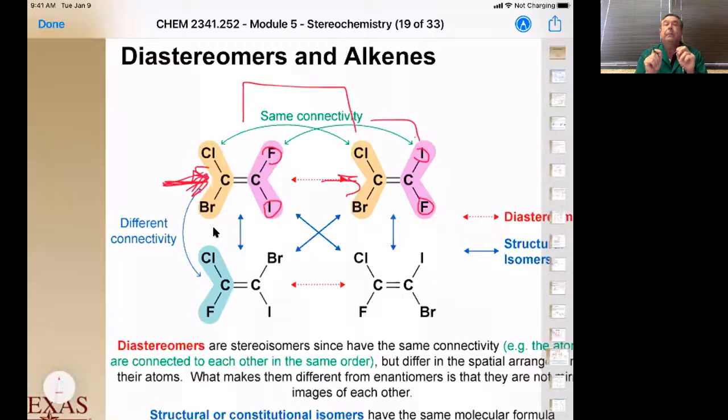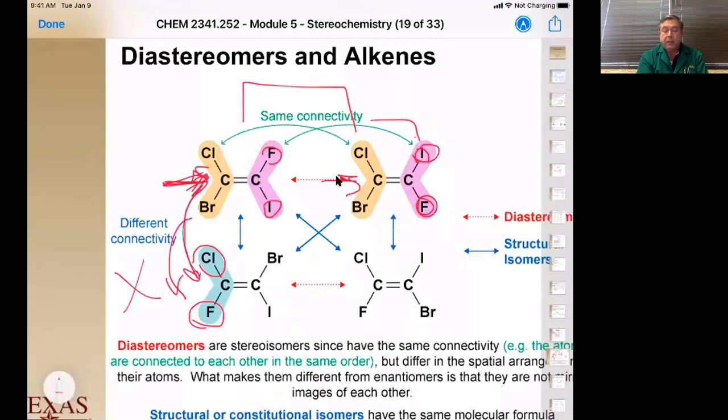Okay, that makes them diastereomers because it's the same connections, just in a different place in space. Notice the I and the F have swapped places. The chlorine and the bromine have stayed there. So that means we have a diastereomer possible with our alkenes as well, because we don't have that free rotation. However, if they're not bonded to the same compound, they become structural isomers. They're not diastereomers because you actually change the connectivity. So here we have a fluorine and a chlorine instead of the bromine. That means it is not a stereoisomer of the one above it because you've changed the connection.